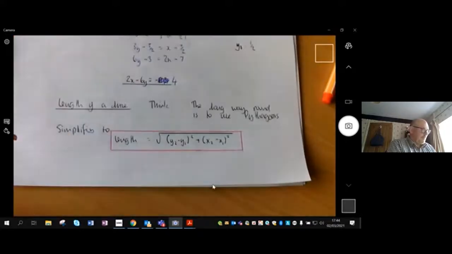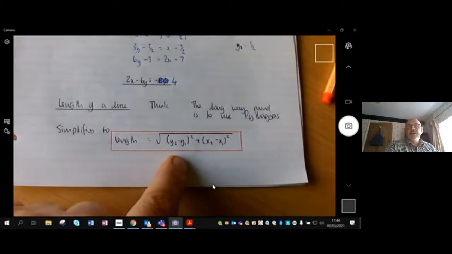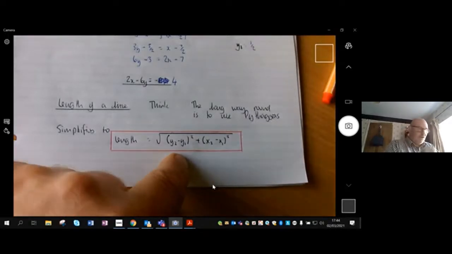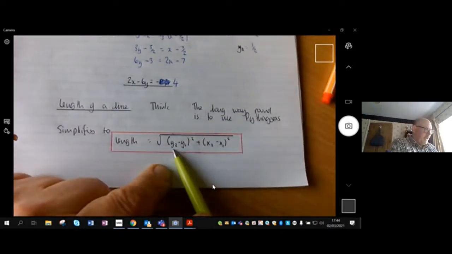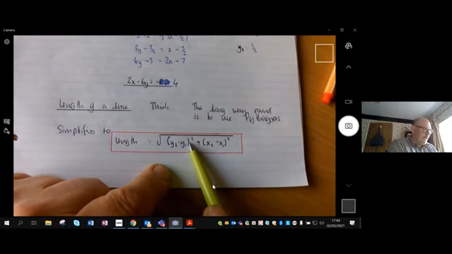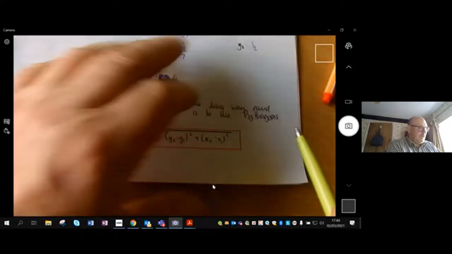Now, the last thing is the length of a line. Okay, and that is using Pythagoras. Again, you may well have done this as Pythagoras on a graph, but the formula is y2 minus y1 all squared plus x2 minus x1 all squared.